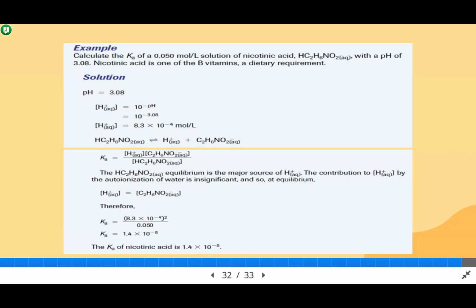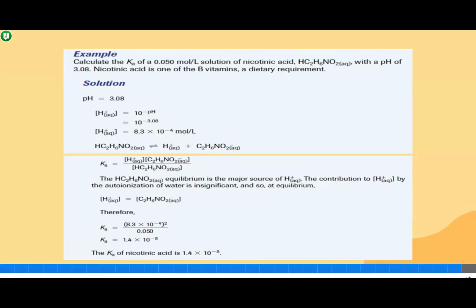Since we're in a 1-to-1 ratio, the concentration of H plus is going to be equal to the concentration of your nicotinic ion. Therefore, our Ka is just going to be that concentration of H plus squared over your initial concentration of the acid. So you get a Ka of 1.4 times 10 to the power of negative 5.